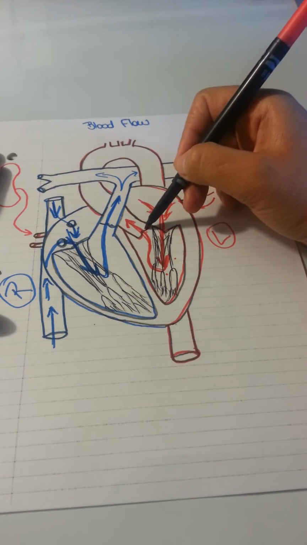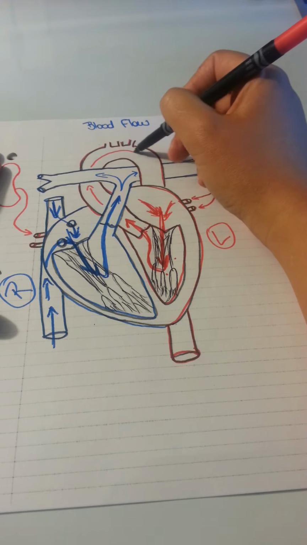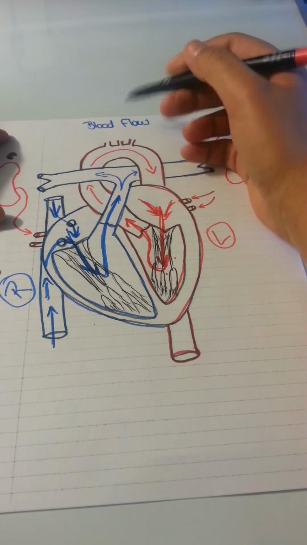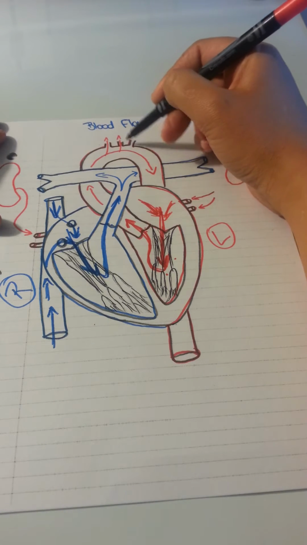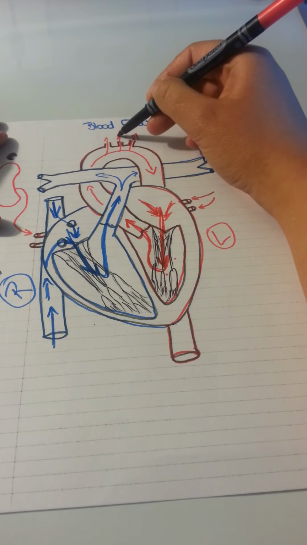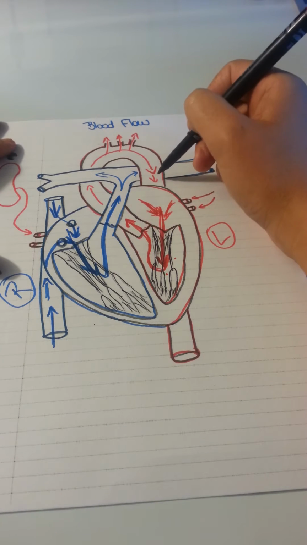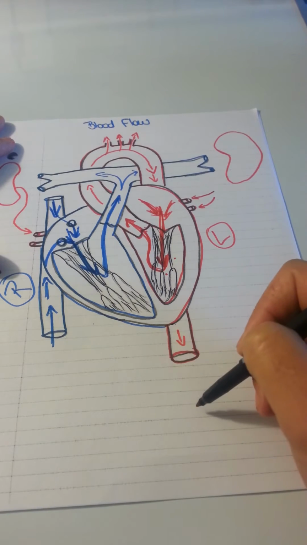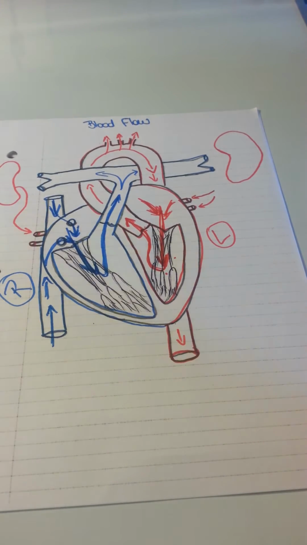So after this blood passes through the aorta, it goes through the aortic arch, and you don't have to know that for your exam, what this is called. Blood also leaves right here, and it goes up to the brain and all those structures above the heart. And then the rest of the blood goes down towards the body, and it delivers oxygen everywhere in the body.